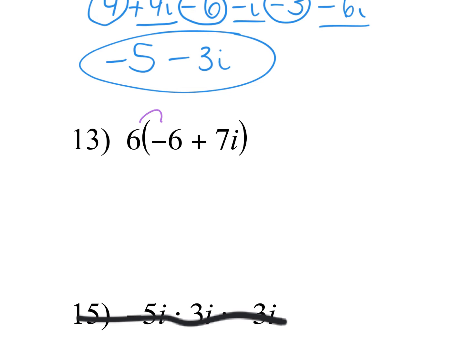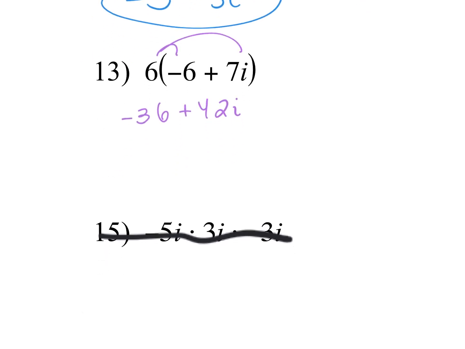13, we're just going to distribute. 6 times negative 6, negative 36. 6 times 7i, plus 42i. Can I combine anything else? No, that's it. The real part is negative 36. The imaginary part is 42. And you're done. Go ahead and skip 15.